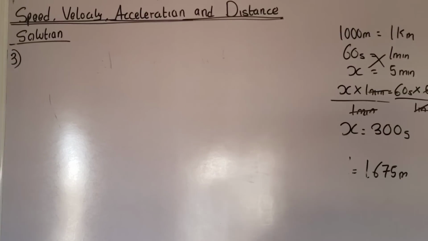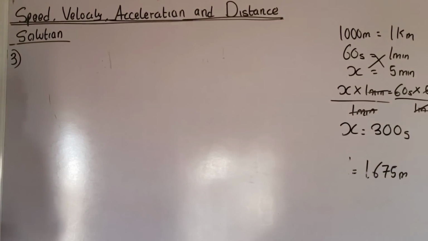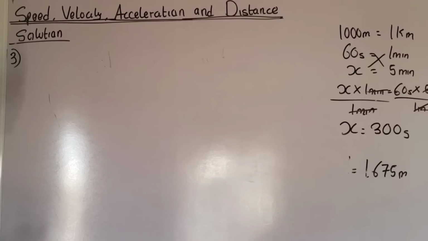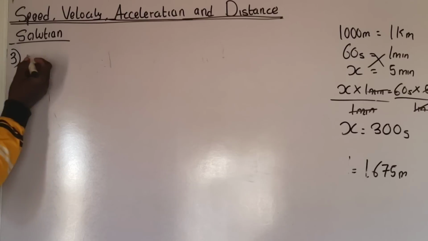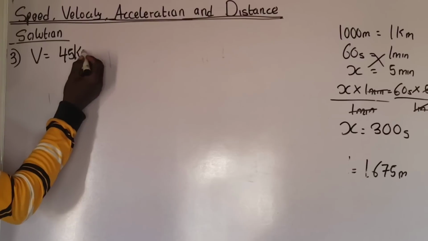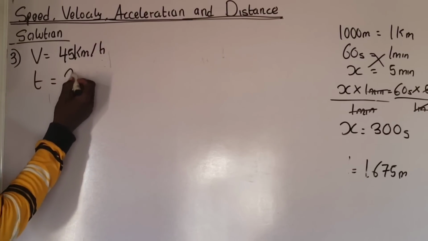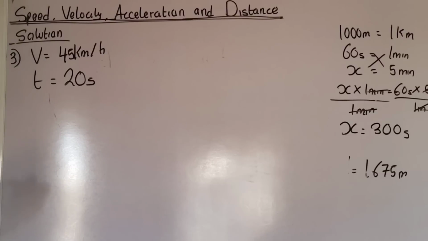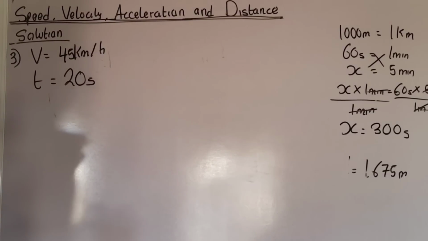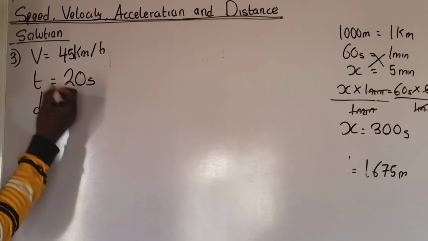Okay, let's start by writing out the parameters that are given in the question. We are given that a car travels with a constant velocity of 45 km per hour, so the velocity equals 45 km per hour for 20 seconds. So the time that we're given is what? 20 seconds. Are you paying attention? Okay. So we are asked to calculate the distance that is covered. So we are still looking for distance here.